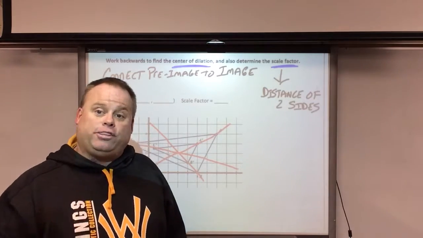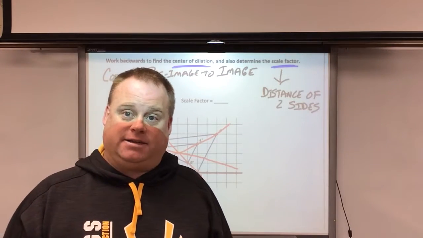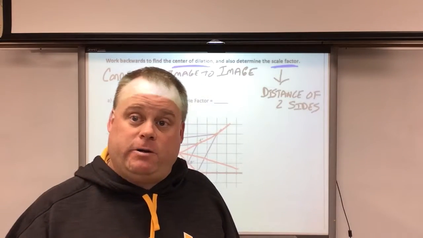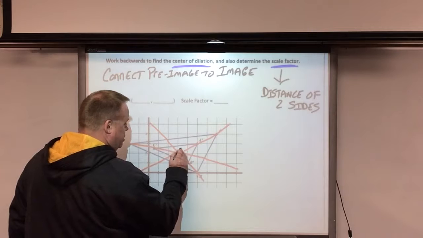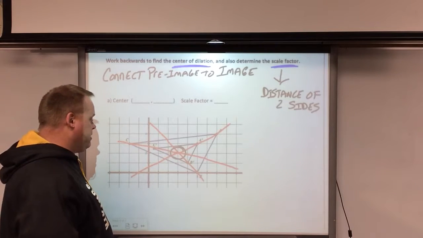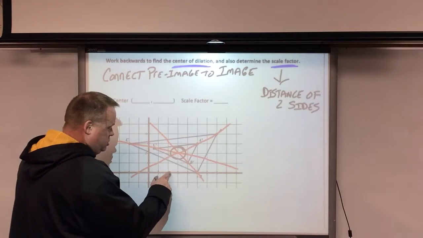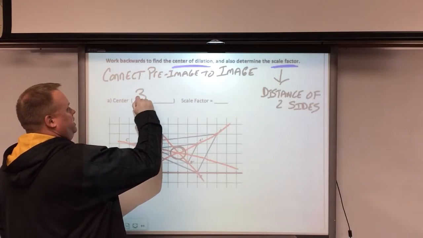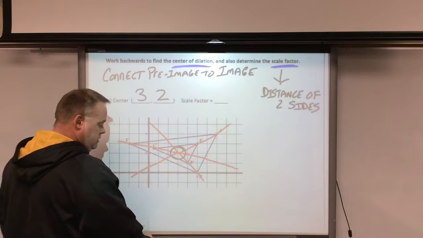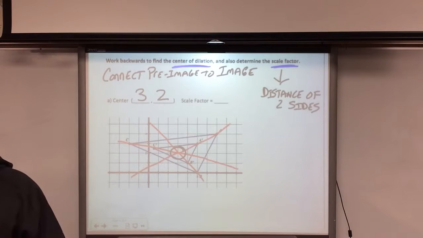Notice all 3 lines intersect. That is very, very important. Where they intersect, this spot right here, is the center of my graph. 1, 2, 3, 1, 2. So my center is at 3, 2. My center is at 3, 2.